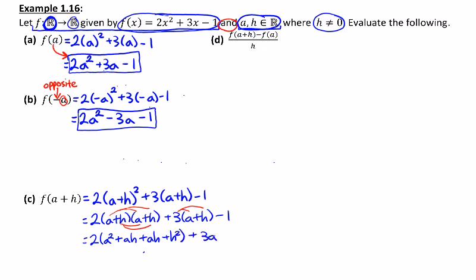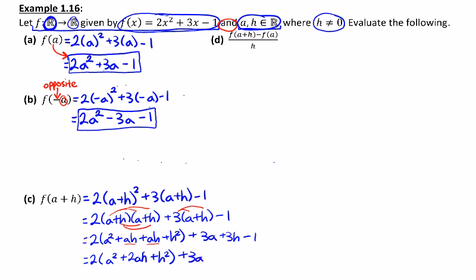Then the second term has another distribution, 3a plus 3h, and then the constant just comes down as minus 1. When I look inside the parentheses of the first term, I can see that there are two terms inside of that are considered like. So I'd want to combine those together and get 2 times a squared plus 2ah plus h squared.